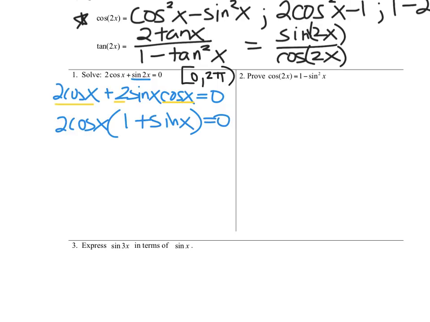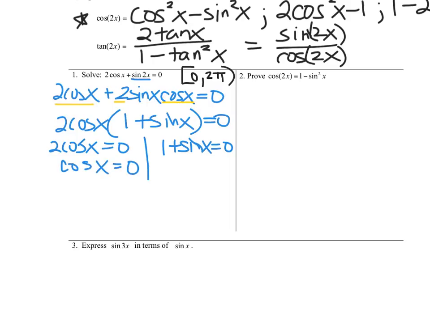And so now I have 2 factors that I can set equal to 0 and solve individually. 2 cosine x equals 0, and 1 plus sine x could be 0. All right, you divide by 2. Where is cosine x equal to 0? Well, get out your trusty little unit circle here. So where's cosine equal to 0? It would be right here at this point 0, 1, and at this point 0, negative 1. So that would be at pi over 2 and 3 pi over 2.